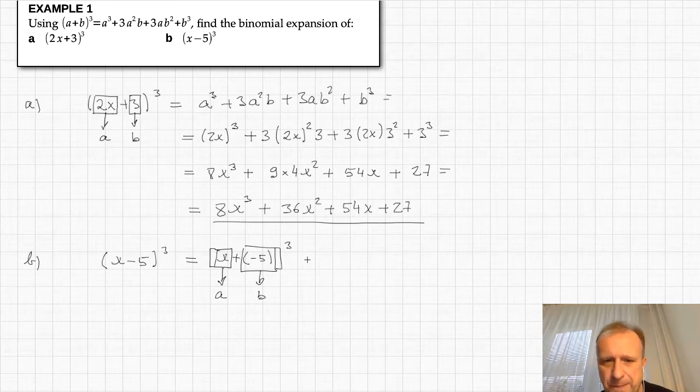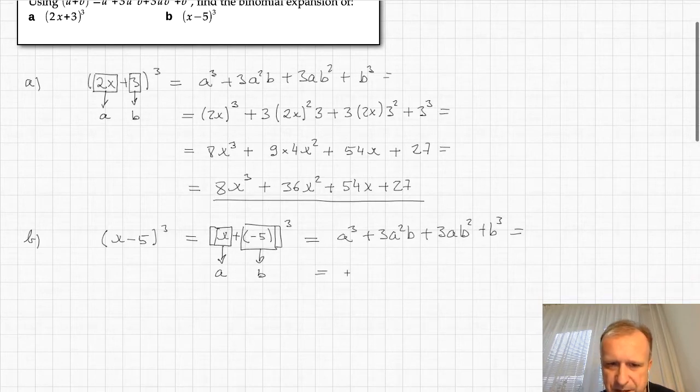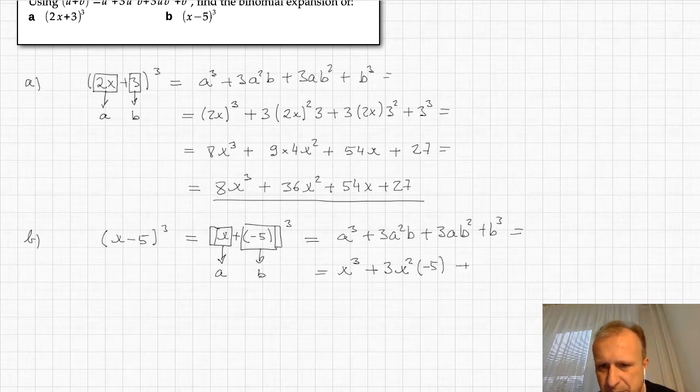So the answer should be a cubed plus 3a squared b plus 3ab squared plus b cubed, and this by substitution is x cubed, because I substituted x for a, plus 3 times a squared, which is x squared, times negative 5, because b is negative 5, plus 3 times x for a, and b squared, negative 5 squared, you see it will be the positive number.